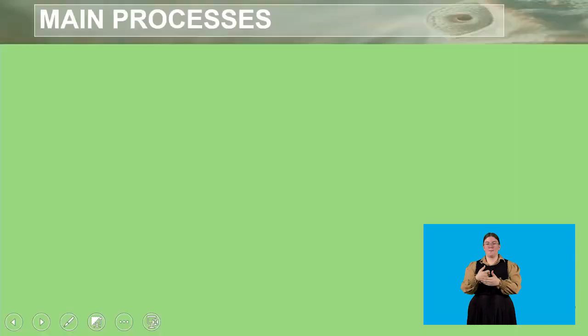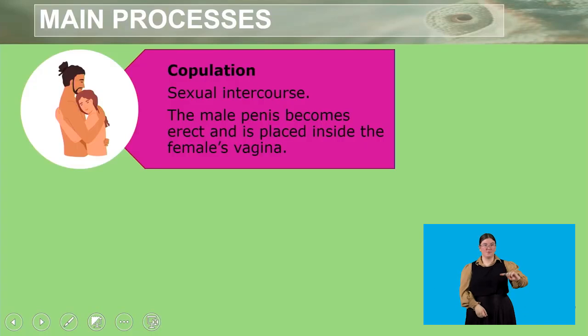We are now going to look at the main processes that are part of the reproductive system. We know which components are involved, so we look at how these components function in the processes and how they work together to produce a result or to create offspring. First process related to the reproductive system is called copulation. This is another word for sexual intercourse.